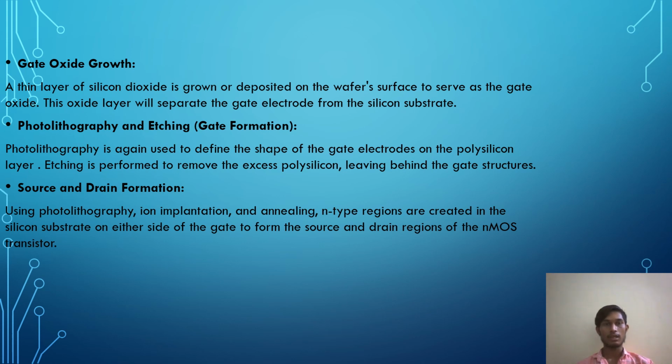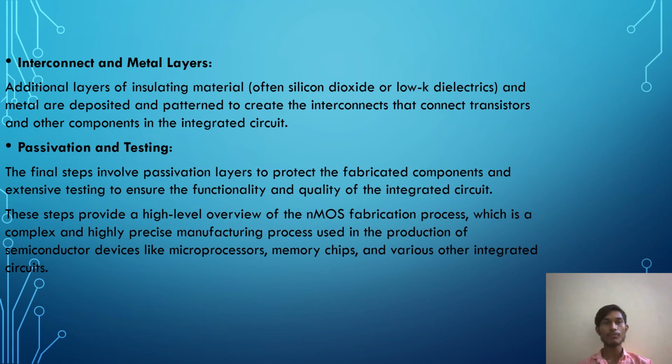Photolithography and etching. Photolithography is again used to define the shape of the gate electrodes in the polysilicon layer. Etching is performed to remove the excess polysilicon, leaving behind the gate structure. Source and drain formation. Using photolithography, ion implantation, and annealing, N-type regions are created in the silicon substrate on either side of the gate to form the source and drain regions of the NMOS transistors.